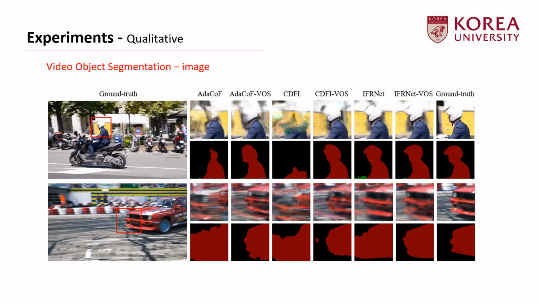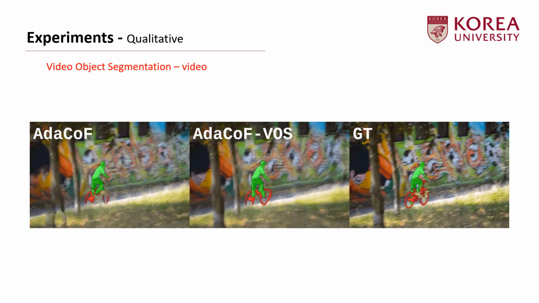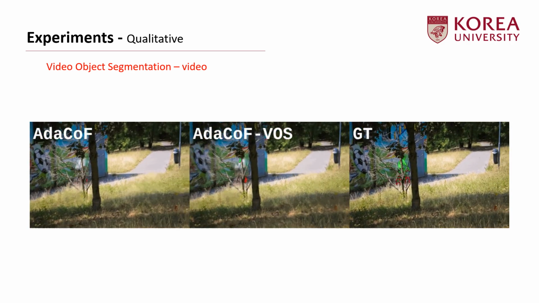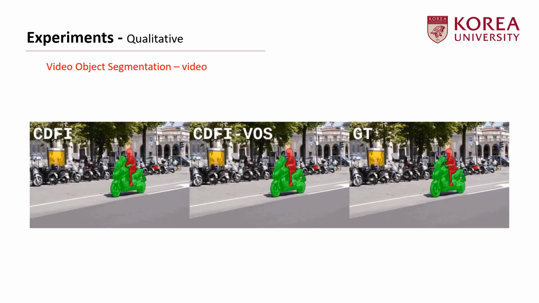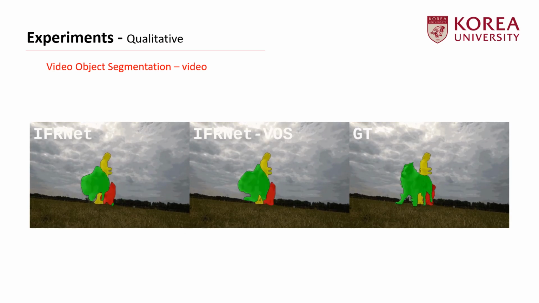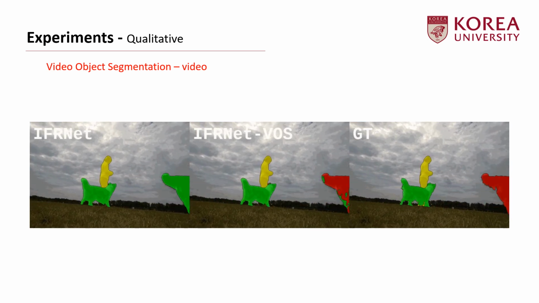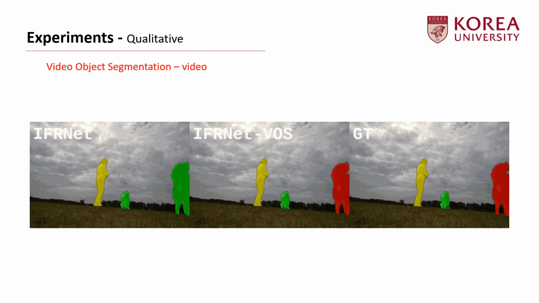Here are some qualitative results comparing our method with existing VFI models, specifically focusing on video object segmentation. It is evident that our approach enhances the sharpness of the foreground. For a better comparison, we also provide video results.